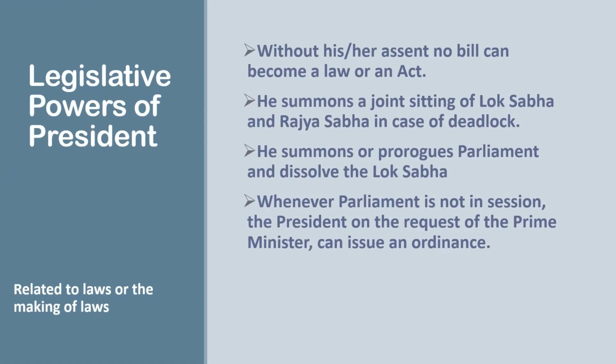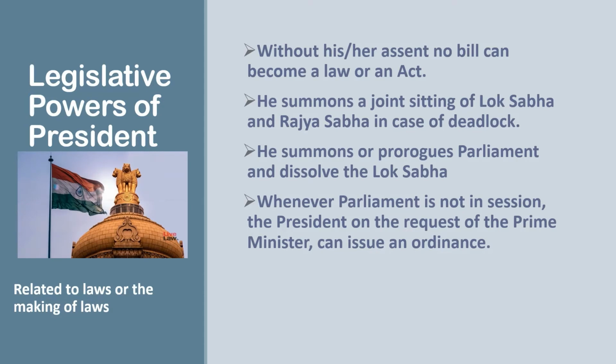Without his assent, no bill can become a law or an act. He summons, that is, he calls a joint sitting of Lok Sabha and Rajya Sabha in case of deadlock. Deadlock is a situation when Lok Sabha and Rajya Sabha fail to agree on the passing of a bill. When Parliament is not in session, the President, on the request of the Prime Minister, can issue an ordinance.